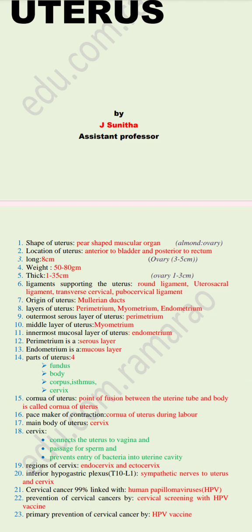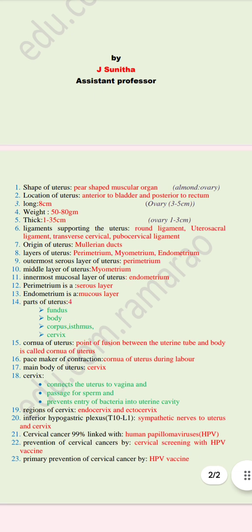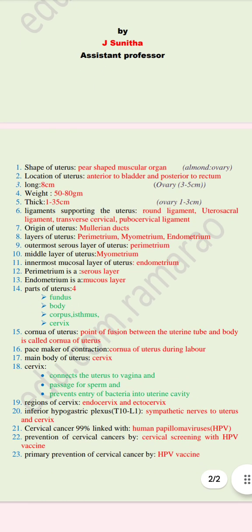The outermost serous layer of the uterus is called the perimetrium, the middle layer is called the myometrium, and the innermost mucosal layer is called the endometrium. The perimetrium is a serous layer and the endometrium we call the mucous layer. And the uterus is divided into parts: fundus, body, isthmus, cervix.